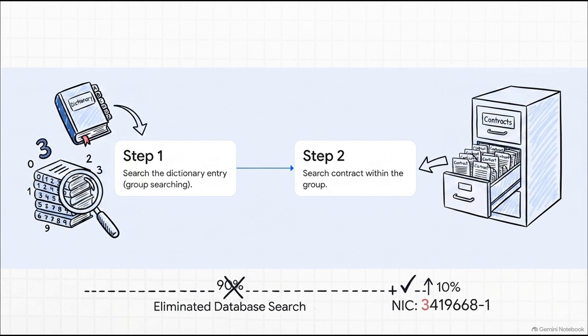For example, NIC numbers starting with 3, like 3419668-1, are grouped strictly under the dictionary entry for 3. By doing just this one simple thing, you instantly eliminate 90% of the database from your search. You don't have to check millions of records starting with 1, 2, or 4. The search now happens in 2 lightning-fast steps. First, search the dictionary entry to find the right group. Second, search for the specific contract only within that much smaller group.